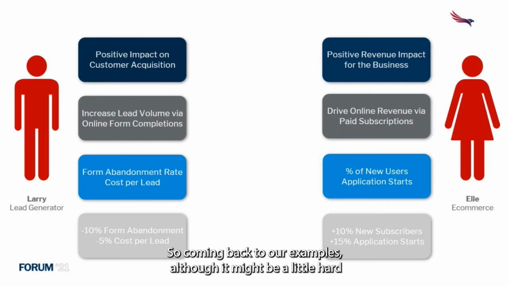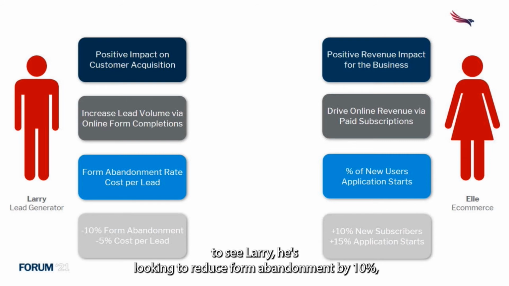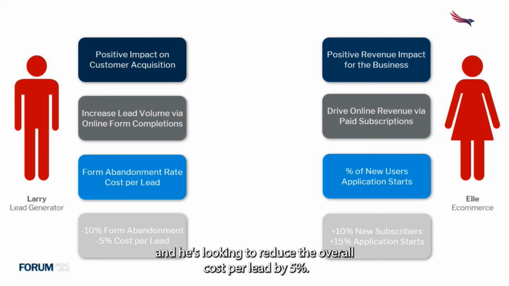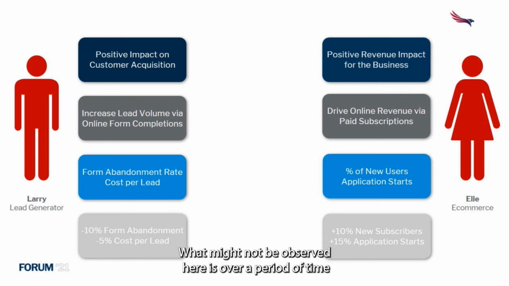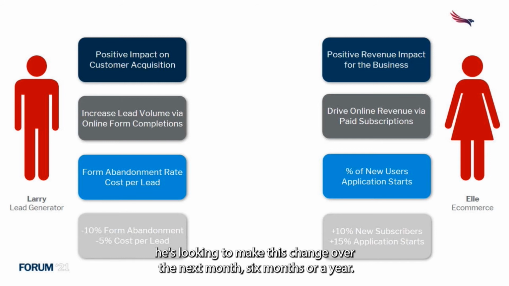So coming back to our examples, although it might be a little hard to see, Larry, he's looking to reduce form abandonment by 10%, and he's looking to reduce the overall cost per lead by 5%. He set some initial benchmarks, and he's going to target these things. What might not be observed here is over a period of time. He's looking to make this change over the next month, 6 months, or a year.